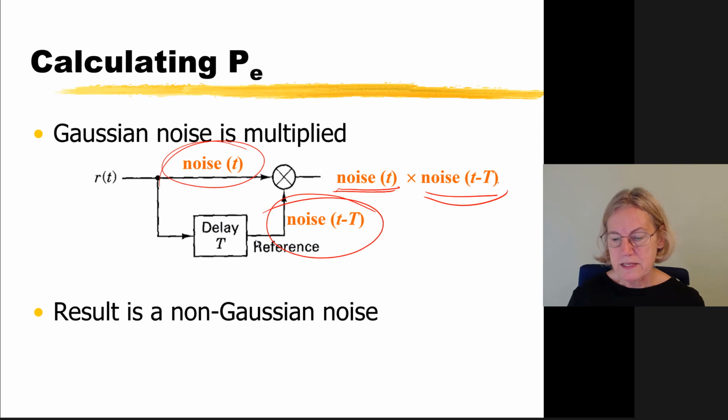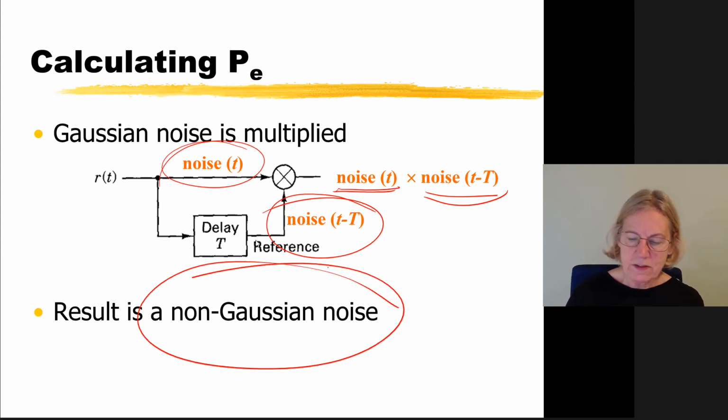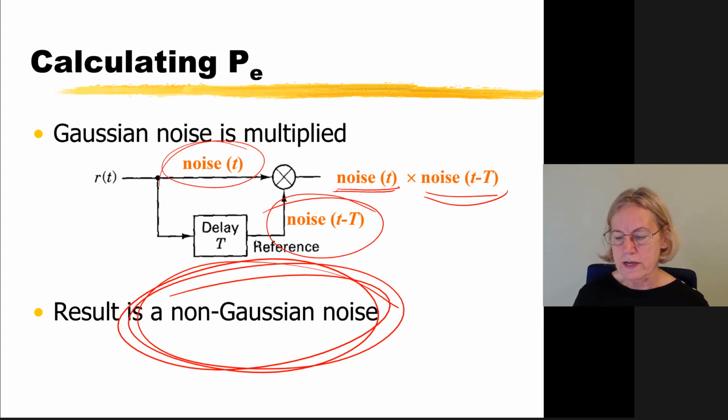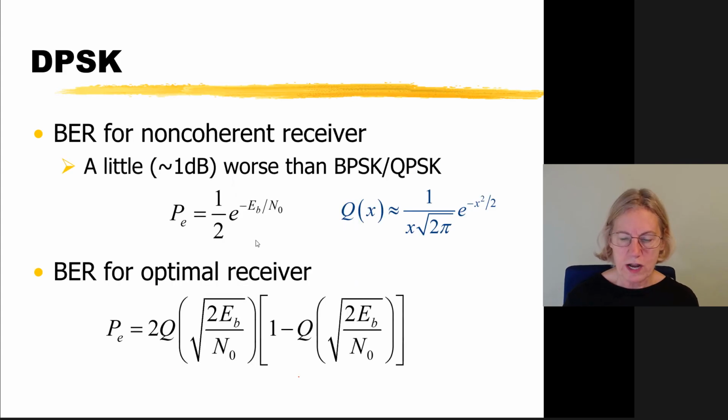And the problem is that the product of a Gaussian random vector, or a Gaussian random variable, let's say I'm looking at just one sample point, even in that case, it's not Gaussian. So the product of two Gaussians is not Gaussian. The sum of two Gaussians is Gaussian, but not the product. And so what we have in the receiver is a non-Gaussian noise, and that makes things a lot more complicated.